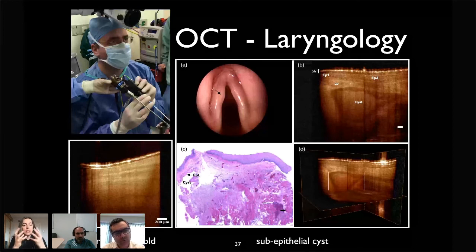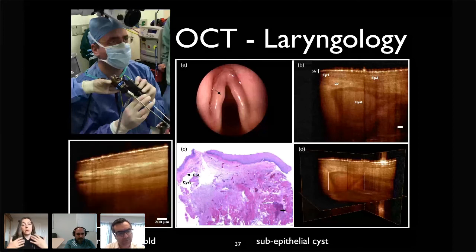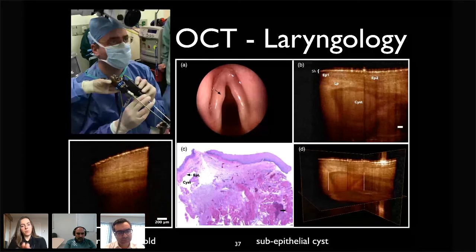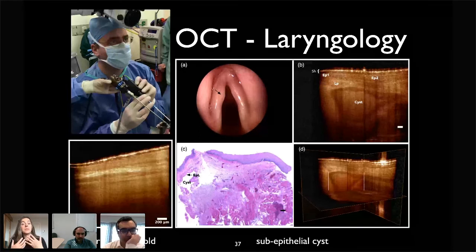And you have no idea what kind of cyst or nodule or even tumor it is. And I'll show you some pathologies. I have much more gross appearances that are pretty obvious. But for a simple cyst like this, is this a nodule? Is this a cyst? How deep is it? It's very hard to tell just by touching it.